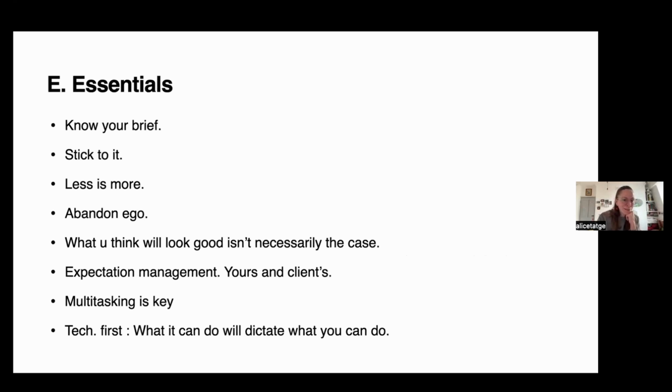E is for essentials. So just going back to the beginning, know your brief, stick to it. Less is more, abandon ego. What you think will look good isn't necessarily the case. Expectation management, yours and your clients'. Multitasking is key. Tech first. What it can do will dictate what you can do.